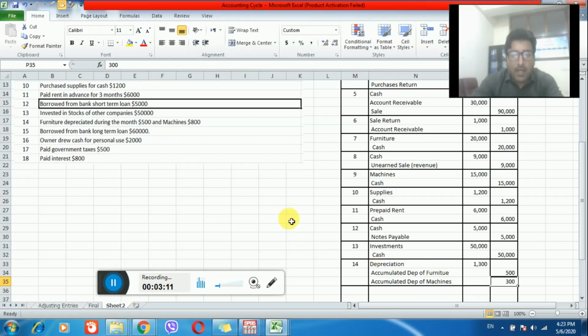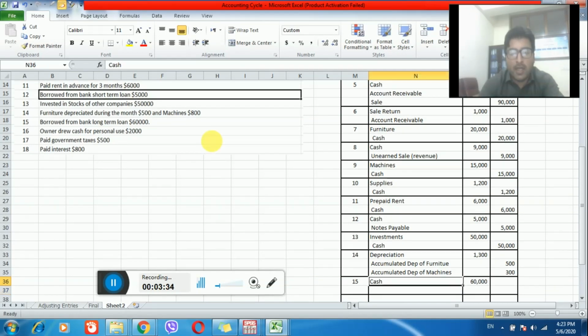Okay, next, number 15, we have borrowed from bank long-term loan $60,000. Okay, now we are borrowing. Number 15, what we are borrowing? Cash debit $60,000, and what is credited? Bank loan.